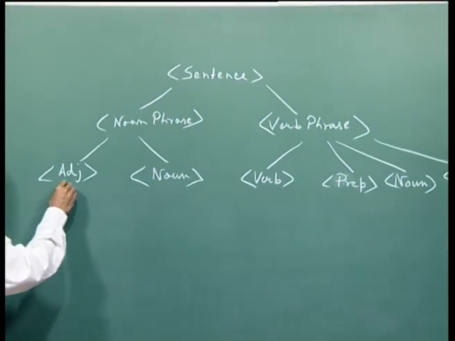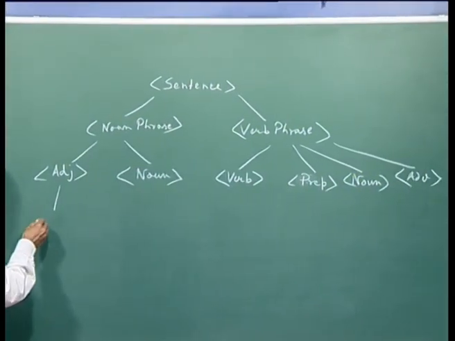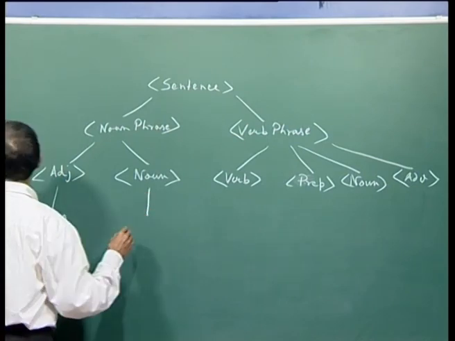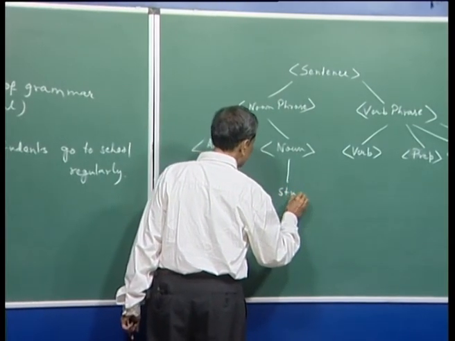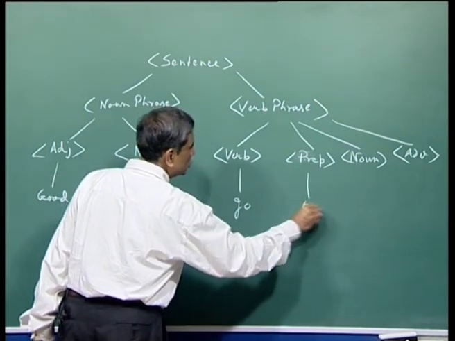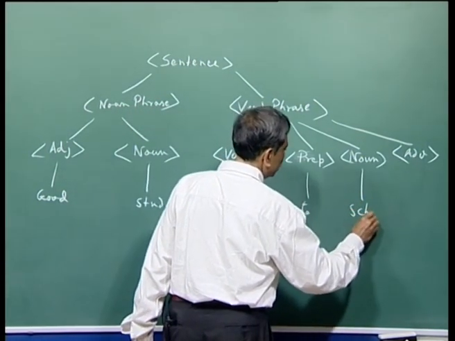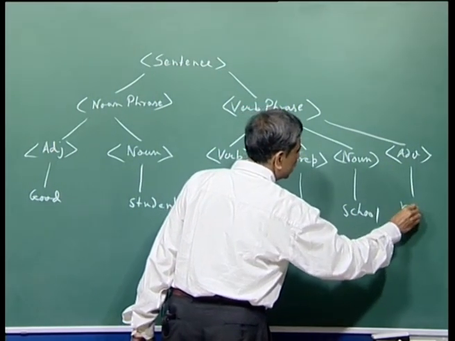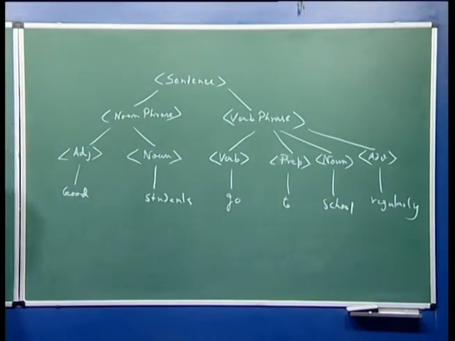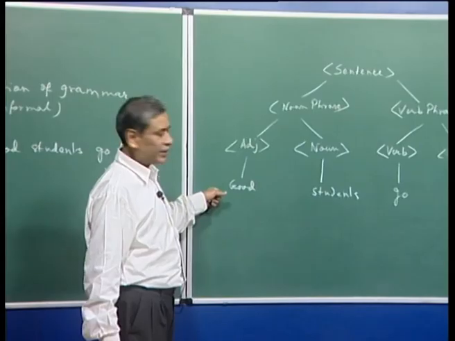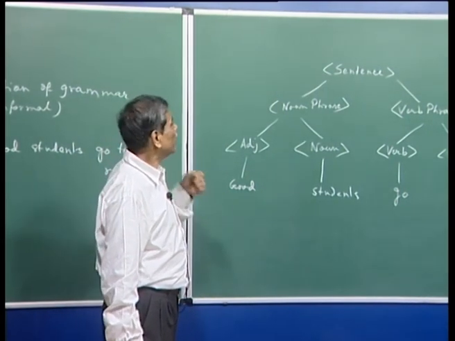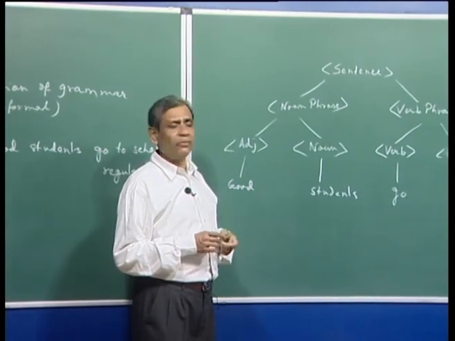The details are not important, but I am trying to remind you that we did something like this in school. There are many possible adjectives, and in particular one adjective is good, and one noun of many nouns is students, and the verb is go, the preposition is to, school, and regularly. So, we justified that good students go to school regularly is an English language sentence by what we called, in school, parsing it according to the rules of English grammar.